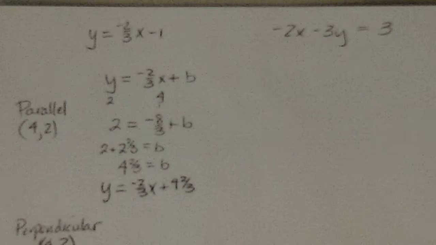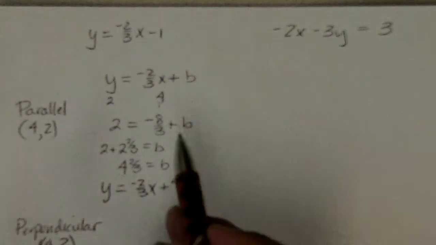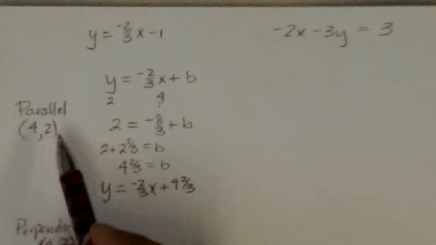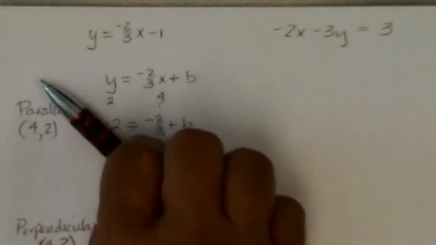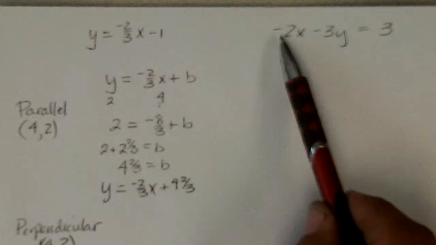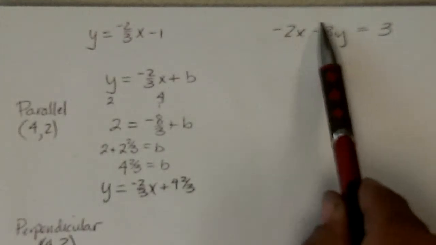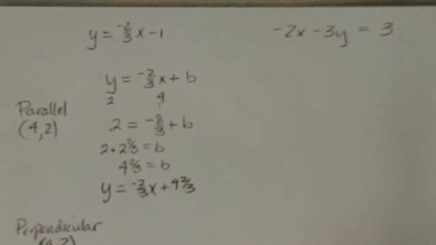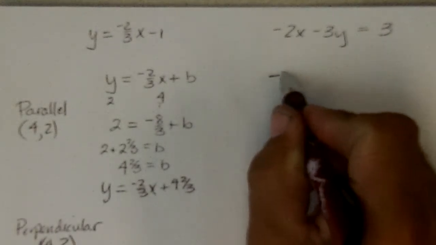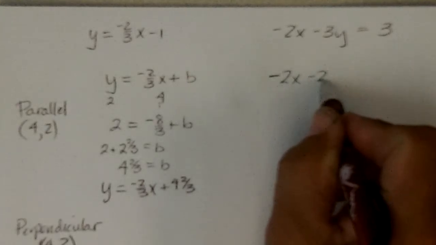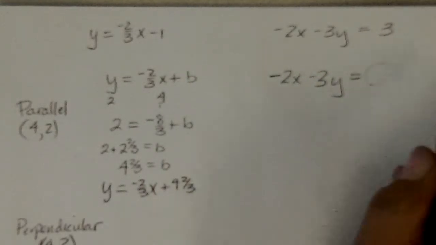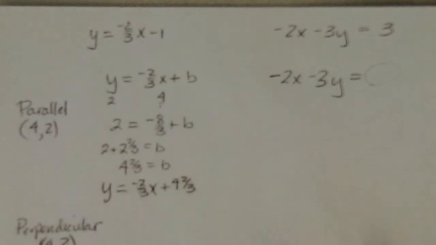Now, if I wanted to use this one and get the parallel, again, the key idea is the slope would have to be the same. It could be located someplace else, but the slope is keyed in this information right here. So that part of the equation would have to stay the same. Negative 2x minus 3y would have to be the same. It would just have a different number here if it's going to go through (4, 2).